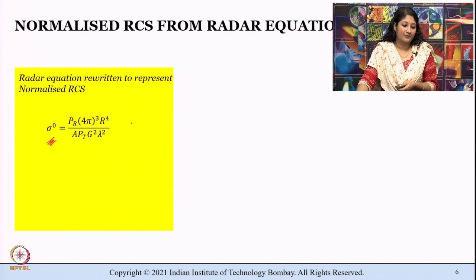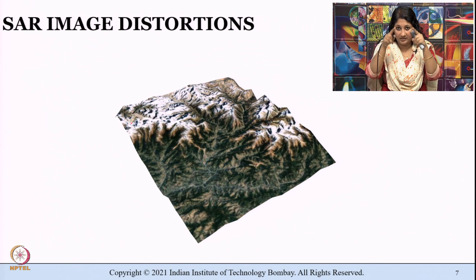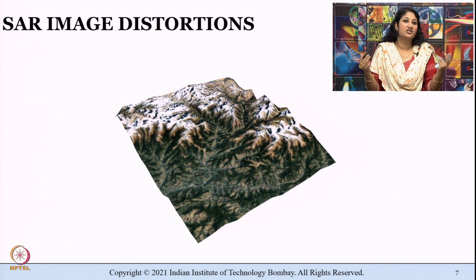Now, with this background, let me take your attention to a slightly different topic, which is termed as synthetic aperture radar image distortion, okay? See, when we are talking about a real aperture radar or a synthetic aperture radar, they are looking sideways. Okay, they are not sending the beam to the nadir, they are looking sideways. They have side looking geometry, which implies that both a real aperture radar, that is RAR, and a synthetic aperture radar, that is SAR, tend to generate images that are having some unusual features.